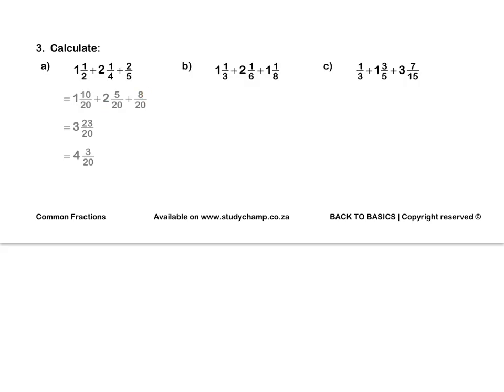Now, 1 plus 2 is 3. If we add up our fraction parts, we get 23 twentieths. Remember, 23 out of 20 is a mixed number. So it's 1 and 3 out of 20. Therefore, our final answer is 4 wholes and 3 twentieths. Press pause to complete question B and C. When you are done, use the memo to mark all your answers on this page.